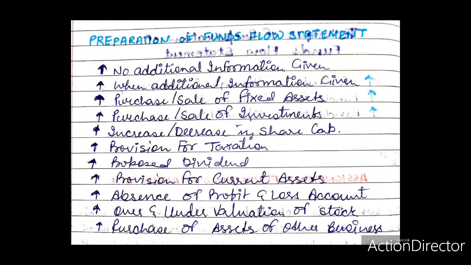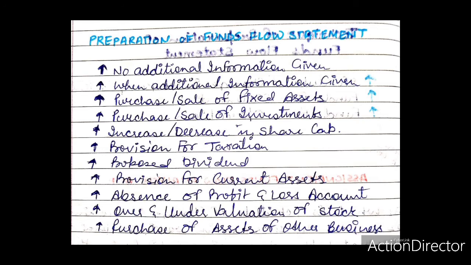Provision for taxation. In ratio analysis, we have assumed provision for taxation as a current liability, since it is classified in the balance sheet as a current liability, but there is a difference of opinion in the treatment of provision for taxation in the funds flow statement. The following are the two treatments.